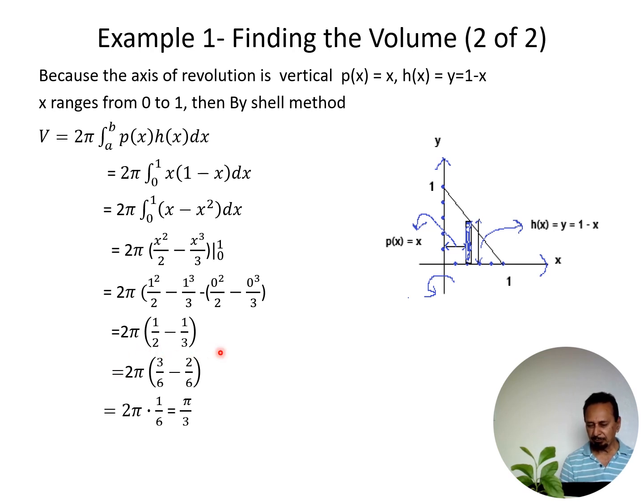To subtract these two fractions, find the LCD, which is 6. You multiply 3 on the top and 3 on the bottom, we get 3 over 6, and here you multiply 2 on the top and 2 on the bottom. This becomes 2 over 6. So 3 minus 2 is 1, so it will be 2 pi times 1 over 6, which is pi over 3. So the volume of the solid of revolution is pi over 3.